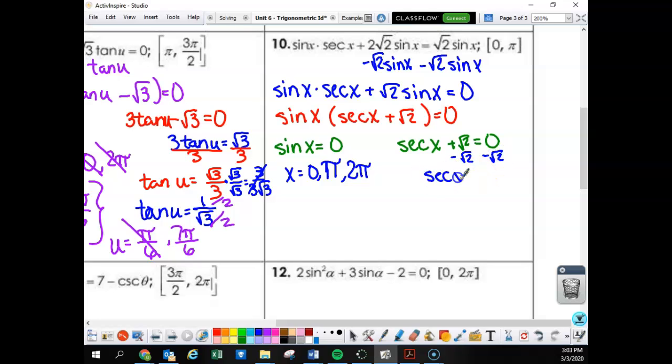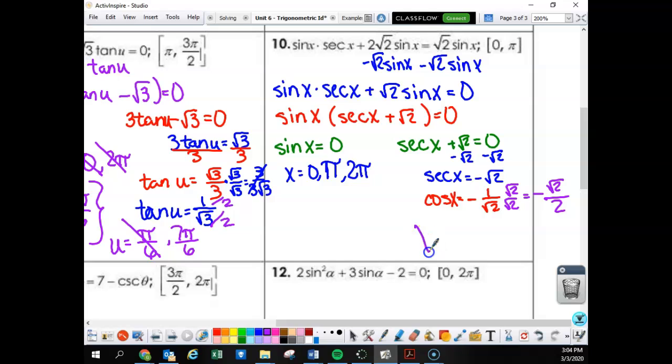So secant x equals negative square root of 2. Now, we talked about this yesterday: if I have a secant, I want to change that to its reciprocal, which is cosine. So the reciprocal of negative square root of 2 would be negative 1 over the square root of 2. And here, you want to get rid of that square root in the denominator, so you multiply by square root of 2 over square root of 2. So that would be negative square root of 2 over 2. So we want cosine x to equal negative square root of 2 over 2.